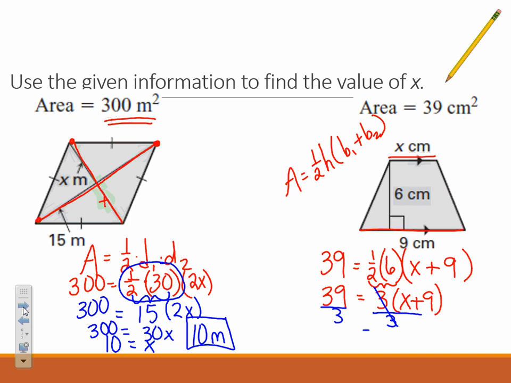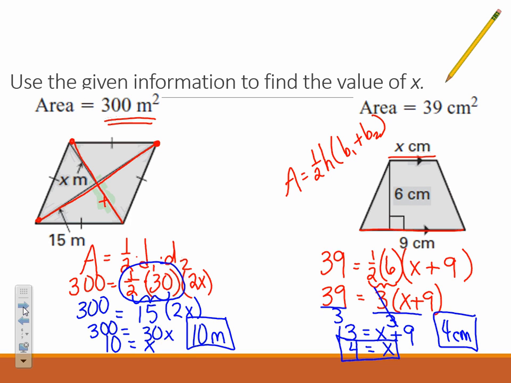It's gone, and 39 divided by 3 is 13. And then you'd have x plus 9. And now you can subtract the 9. 13 minus 9 is 4. So x would be 4. 4 what? 4 centimeters.